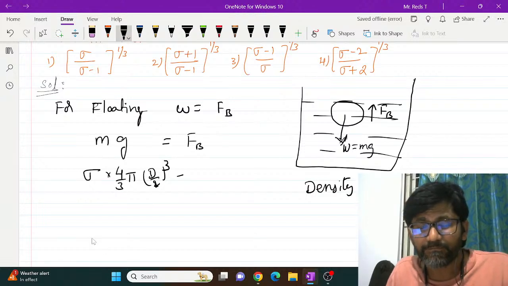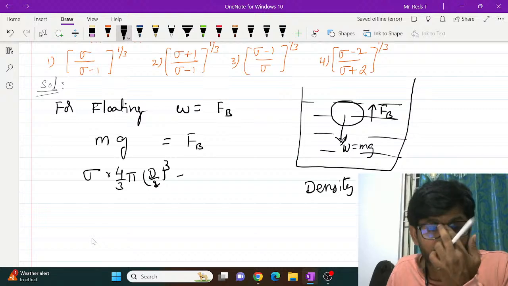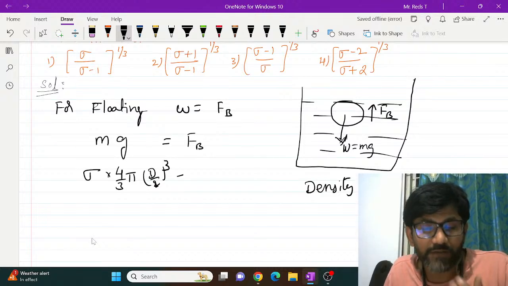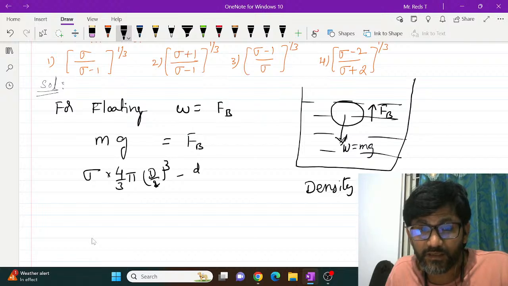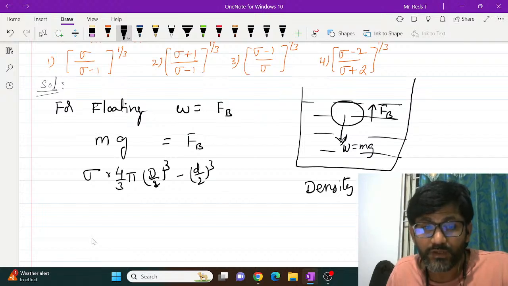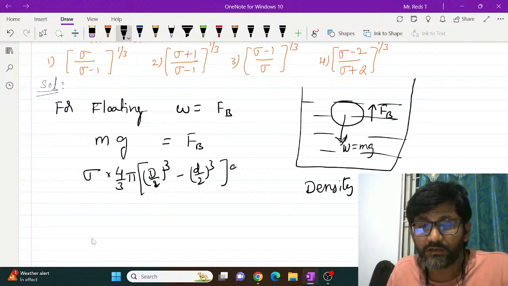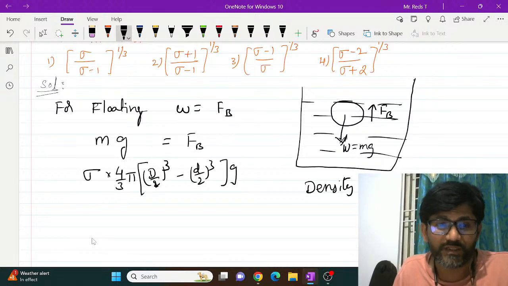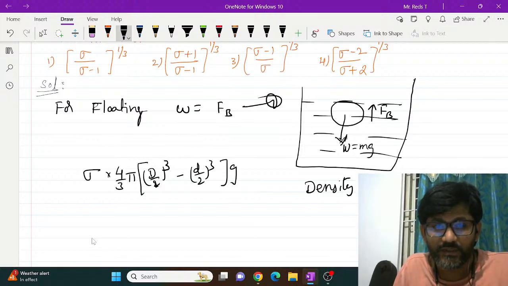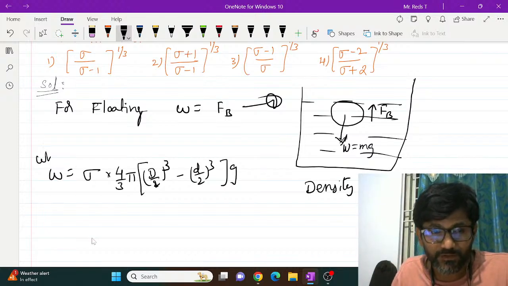4 by 3 pi, the volume of the cavity, where small d is the diameter of the cavity, is d by 2 whole cube. So sigma into 4 by 3, if we take out common, then you will get this is the mg part. Better let us take it separately, then afterwards we can equate this. Let us say this is equation 1. Here this is w, where w is this.